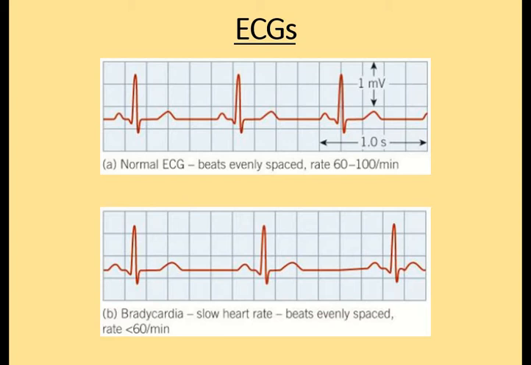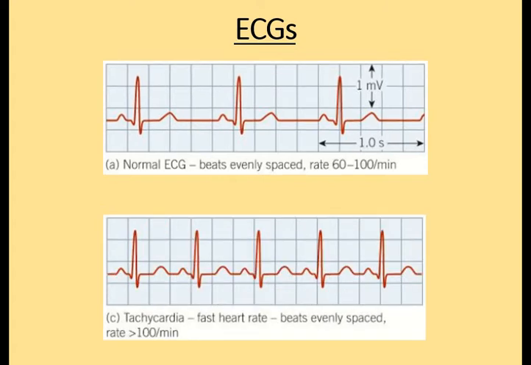Another example could be a problem with your sinoatrial node. So sometimes people develop conditions where the sinoatrial node doesn't act in the way it should, and one of those results could be bradycardia. Also, there's some drugs and medicines that could also cause this. So this could be a sign of something else influencing someone's system, not necessarily an actual change within their heart.